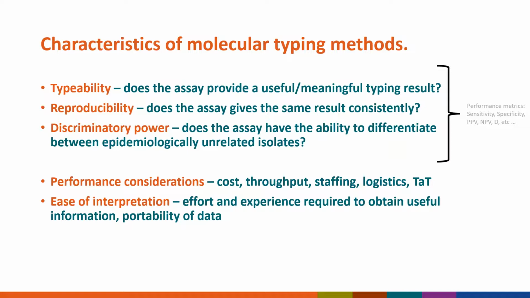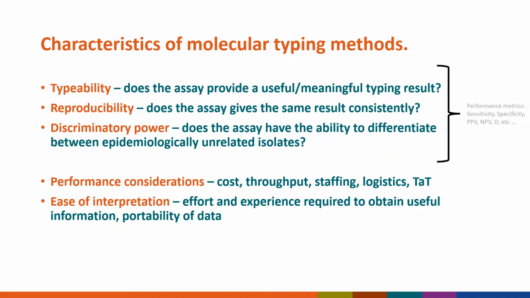Things like staffing, both in terms of ensuring that you have the necessary staff to perform the assay and interpret the assay, but that they have the appropriate training and background to actually be able to make meaningful use of the data when it is generated, and that they can consistently maintain the high quality metrics around the data performance. Things like logistics and turnaround time also become important, especially when you're trying to do very rapid or high resolution broad scale surveillance.